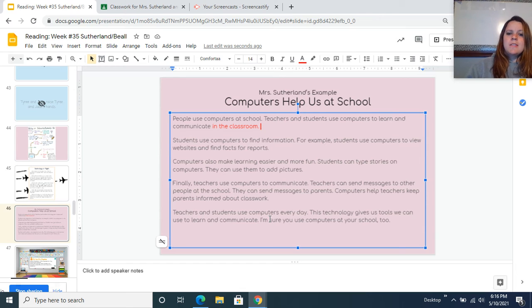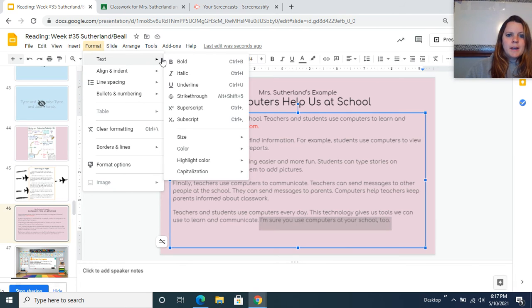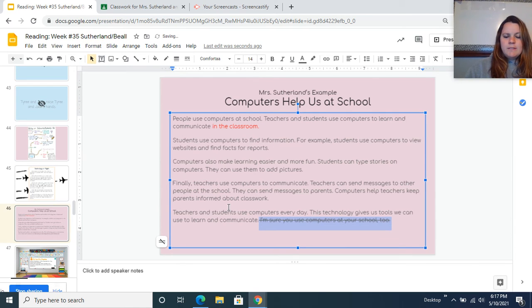So I'm going to turn this last sentence in my story, instead of using a period, I want it to be a question mark. Well, if I'm going to turn it into a question mark, I have to get rid of the sentence, but I'm going to write it in a different way. So the sentence says, I'm sure you use computers at your school too. I'm going to turn that into a question, and I'm going to do that by getting rid of this sentence. And if you are handwriting your paper, you can just cross right through it and add to it. Okay, that's something that you want to do too.